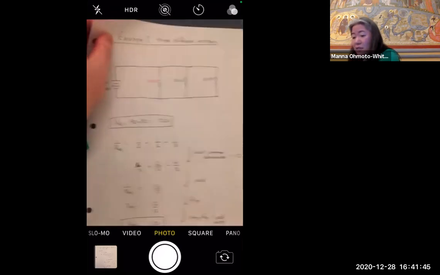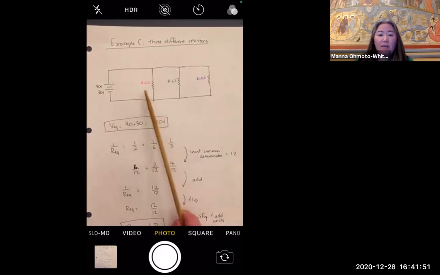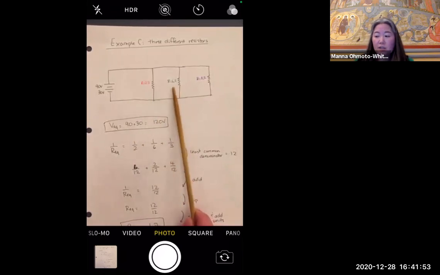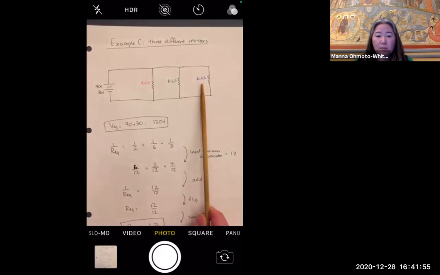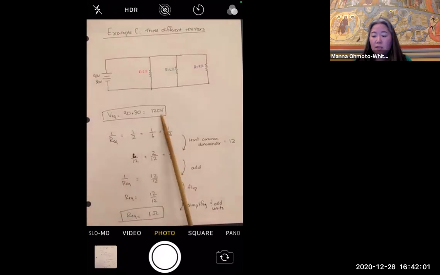Now, let's see if you're up to 3 resistors. So now I have 3 different resistors. I have a 2 ohm resistor, a 6 ohm resistor, and a 3 ohm resistor, and 2 batteries. So again, I find my VEQ and my REQ. 90 plus 30 is equal to 120. That's always easy. 1 over REQ is equal to 1/2 plus 1/6 plus 1/3, right? I put 1 over these.